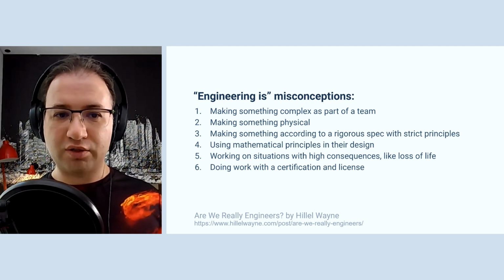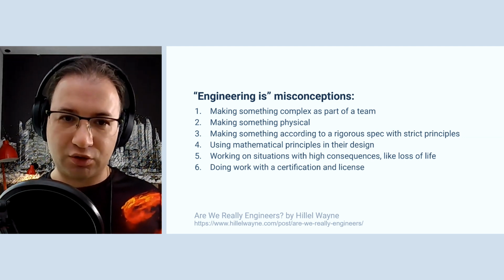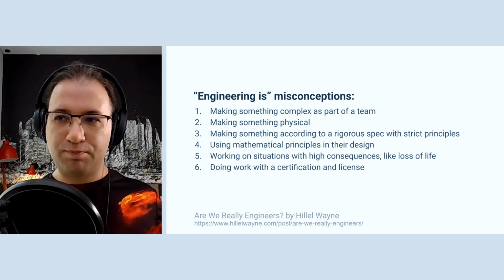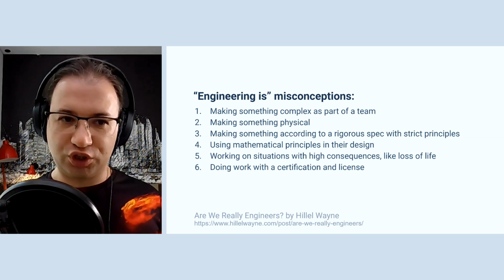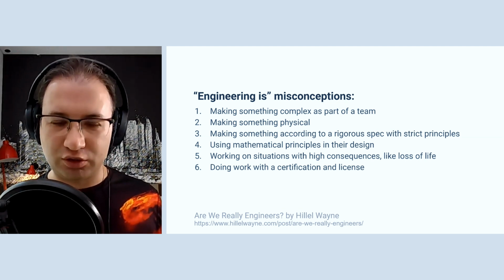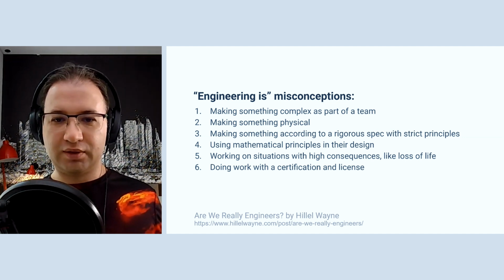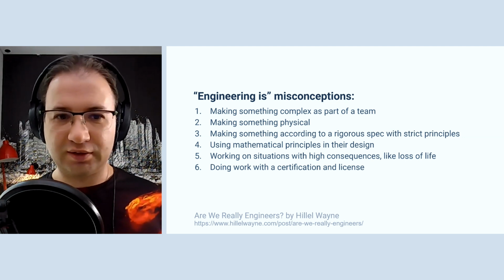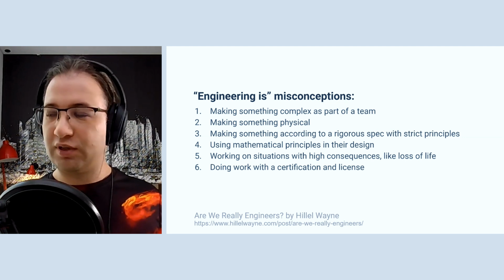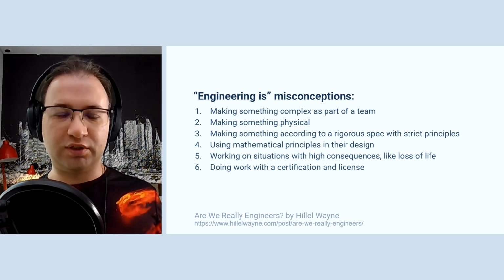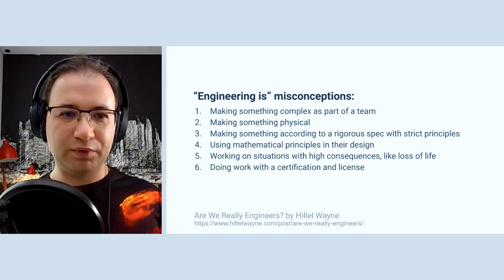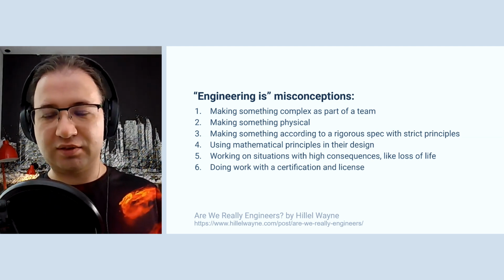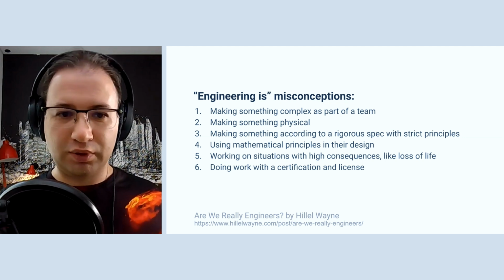And the author argues that it's not necessarily something physical that we create for it to be called engineering. Also, rigorous specifications and design documents are not essential to engineering, and mathematical principles are not essential to engineering, and also loss of life and consequences do not define engineering uniquely. All right, and certification and license are not inherent properties of engineering. You can have different opinions, and I quite agree and quite disagree with some of these points. Just for you to have some resource to argue with.